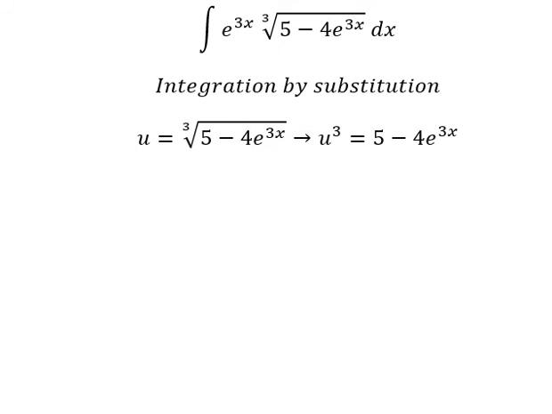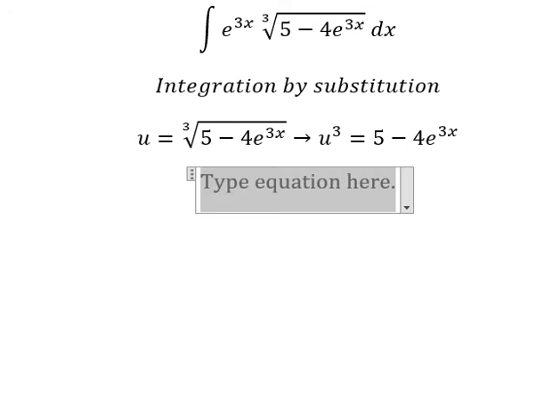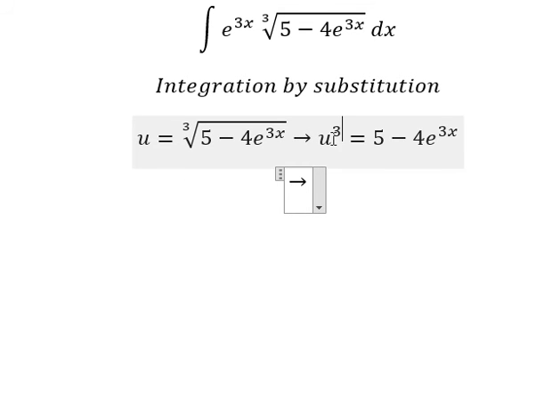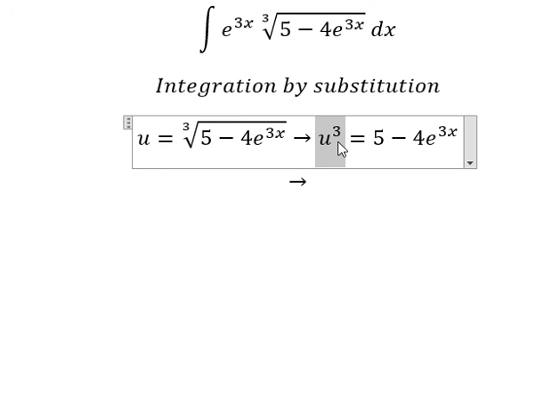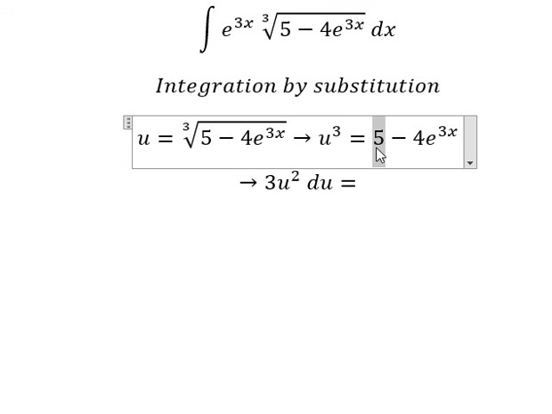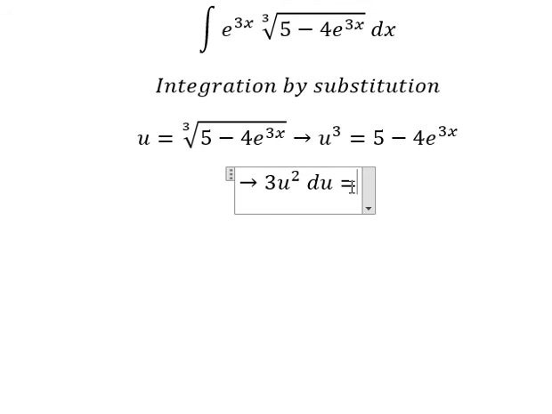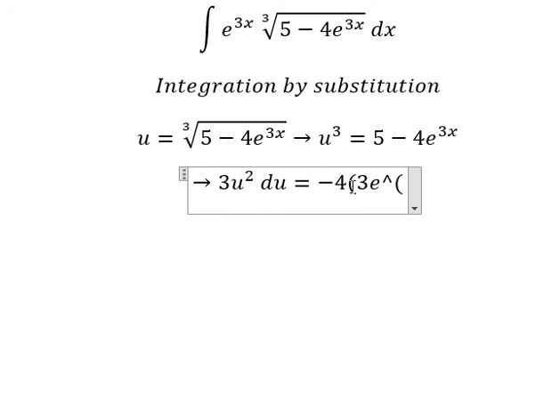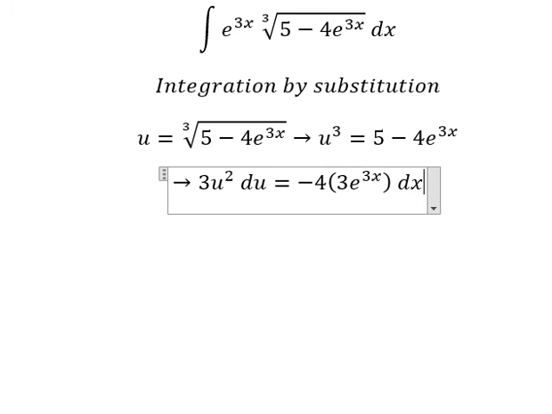Next, we need to first take the derivative of both sides. First, the derivative of u to the power of 3, we have 3u squared du. Then the derivative of number 5, this is a constant. Then the derivative of e to the power of 3s, we have 3e to the power of 3s ds.